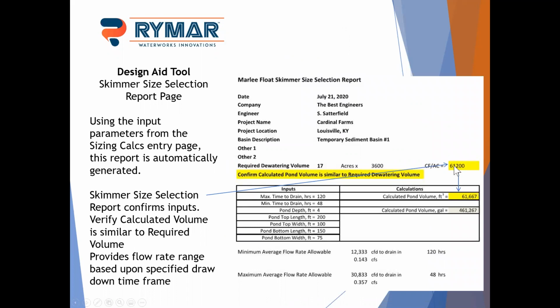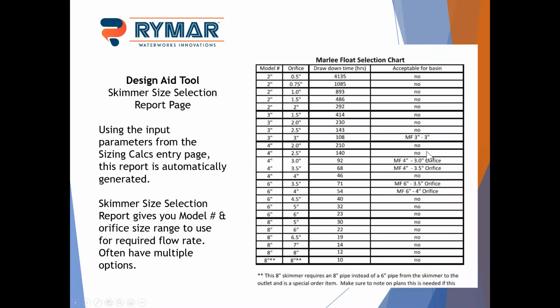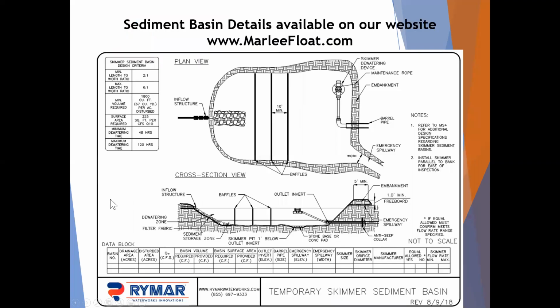Again, just highlighting, make sure that your required volume and your calculated volume are close to each other. And then, make sure you specify in your design which skimmer you prefer to be used. Now, in addition to that design tool, we have some sediment basin details that are available also on our website. They're in CAD or PDF. You can modify as you need to. They're not locked.